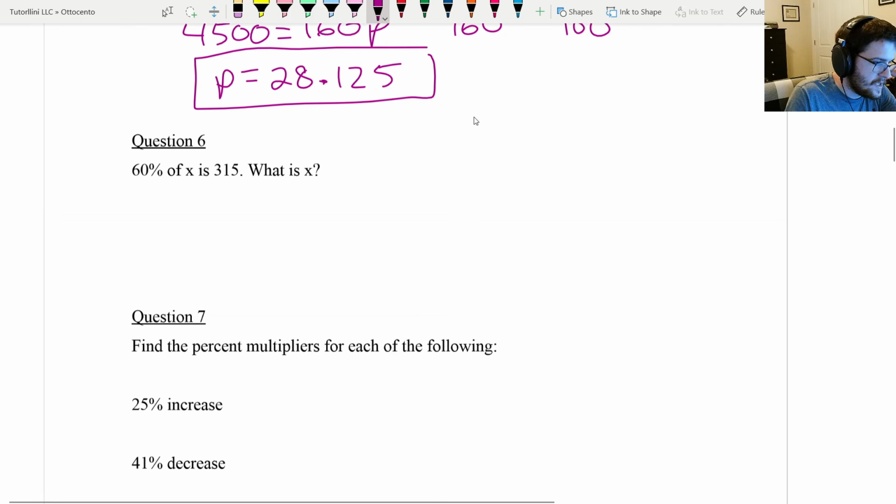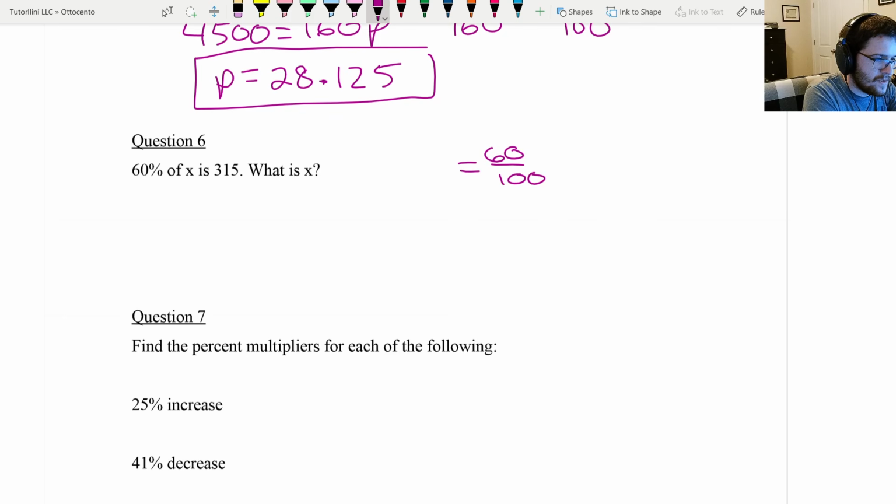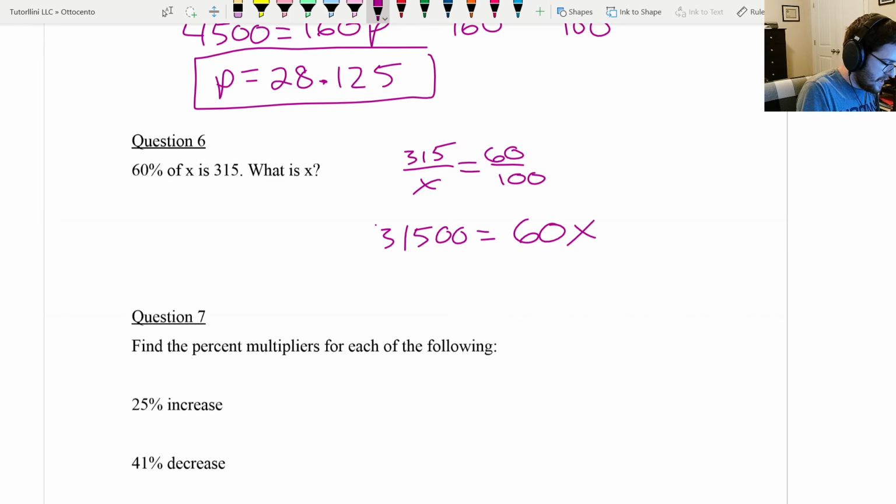All right, this next one is the same. 60% of x. So we're going to do is over of. So 60 over 100 equals, next to is 315. And next to of is x. So we get 315 times 100. What is that? 31,500 equals 60x. Cross multiply. And now we divide both sides by 60. And we get x equals 525.